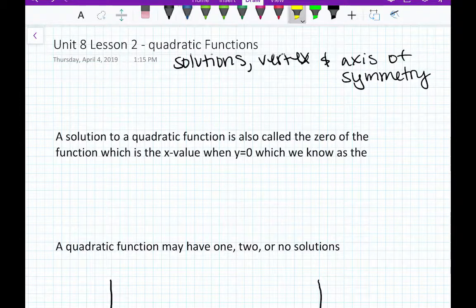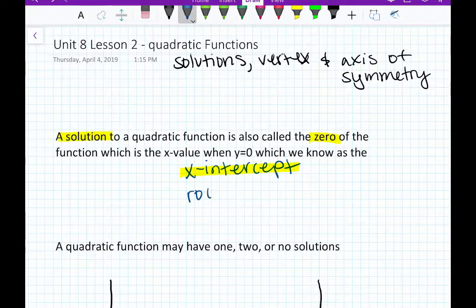A solution to a quadratic function is also called the zero of the function, which is the x value when y equals 0, which we know as the x-intercept. So you will hear all of those used interchangeably. That is solution, zero, and x-intercept. And you may also hear it called a root or roots. So you need to know that those words are interchangeable when we're talking about quadratic functions. And you know what x-intercept is, so we're just going to be applying it to a different type of function.